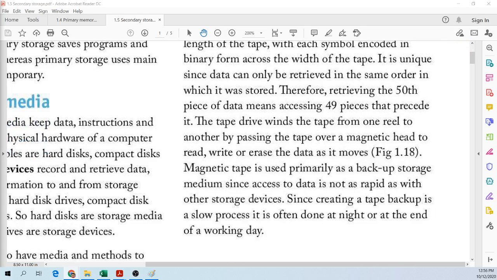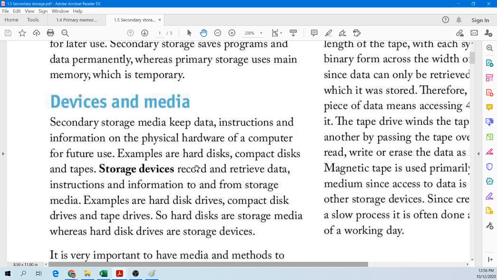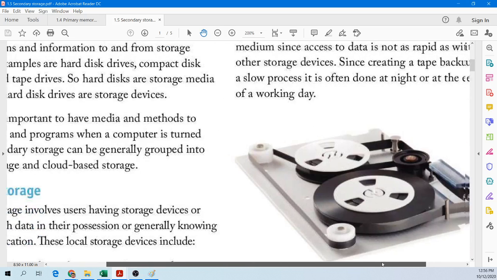Very good. Trying to get an example of a magnetic tape. Oh, we have one right here.